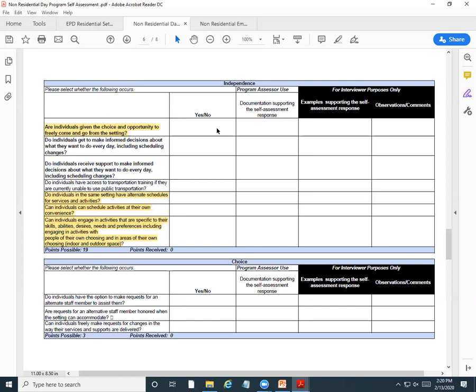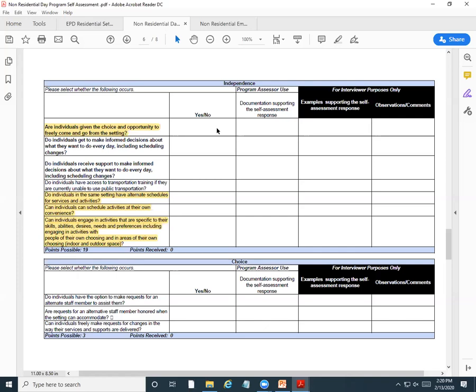Thank you. So a couple more specific to the day program. Do individuals in the same setting have alternate schedules for services and activities? Again, depending on what the activity is, is there an option to do something else if that person doesn't want to participate in the activity that's scheduled?